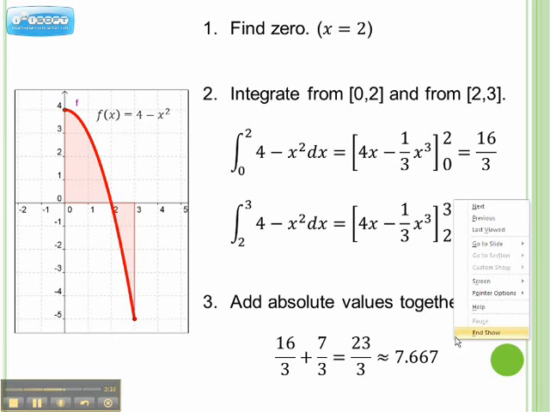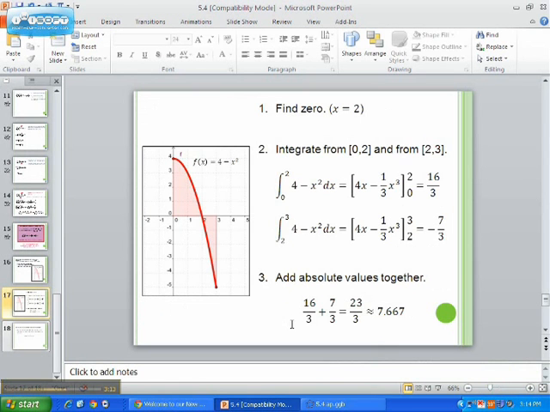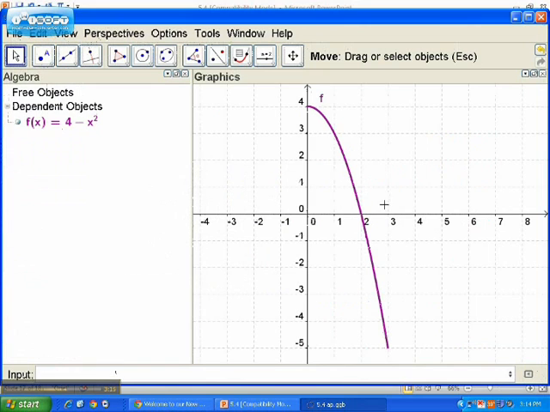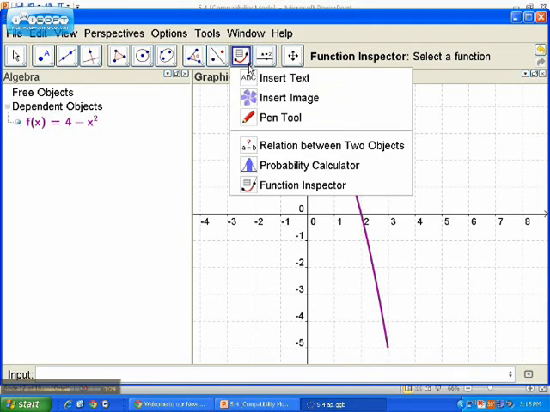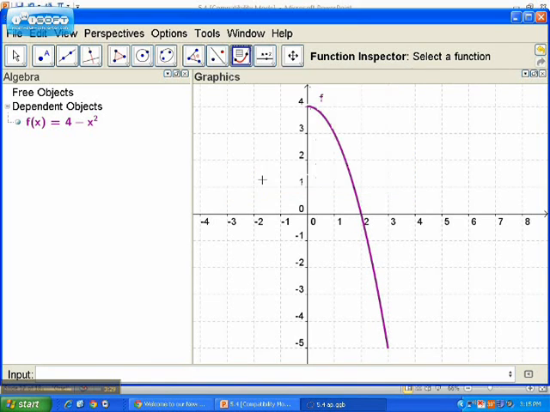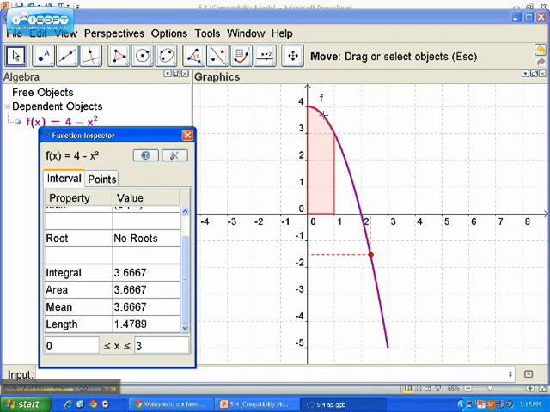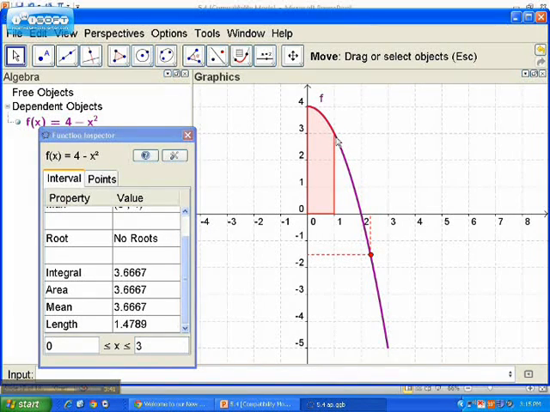I would like to show you just how this does look in GeoGebra. There's a thing called the function inspector, which is in this window right here. If I click this drop-down menu, there's these options. There's a probability calculator. The function inspector is what we're looking for. Once you have that selected, you can just select the function you're talking about, and this window will pop up with some information about this function. I can move the points on this graph.